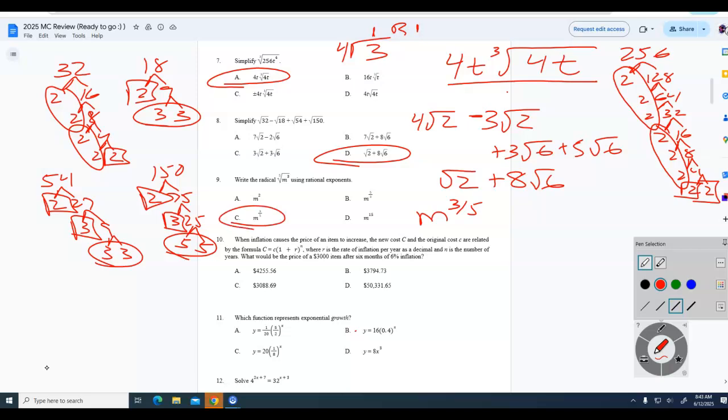Number 10, we're using our calculator. Okay? I'm given the original amount, 3,000. The inflation is 6%, so 1 plus 0.06. Now I have to be careful with my decimal here. N represents years. They want to know the price after 6 months. How much of a year is 6 months? 1/2.